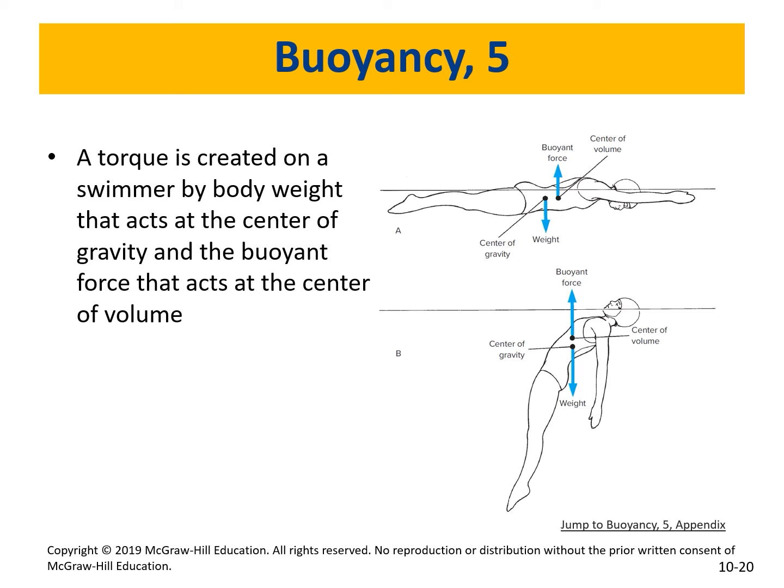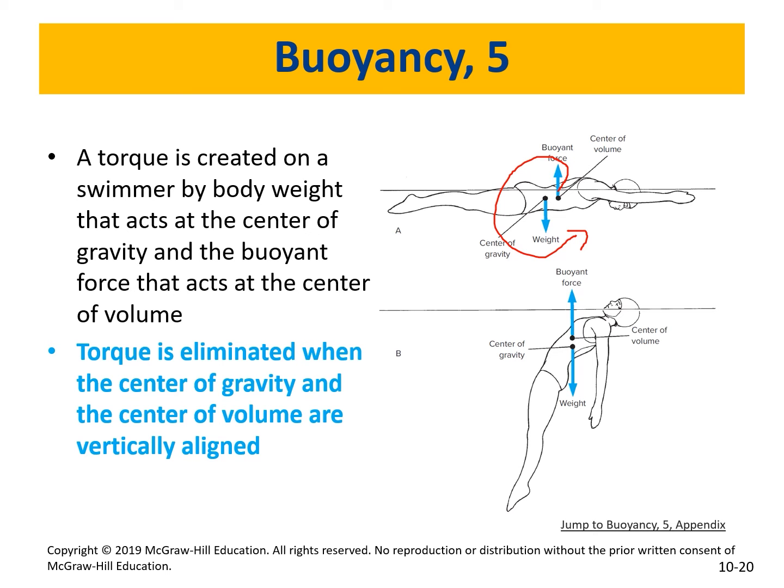If there is a distance between the buoyant force, the center of volume, and the center of gravity, we will have torque created, a couple moment on the swimmer, by body weight that acts at the center of gravity and buoyant force that acts at the center of volume. And you will end up with something like a rotation, right? Because you have two forces with a distance. Now, the torque is eliminated when the center of gravity and the center of volume are vertically aligned.